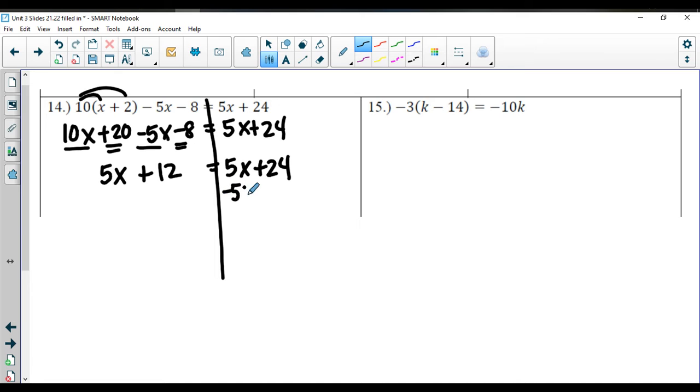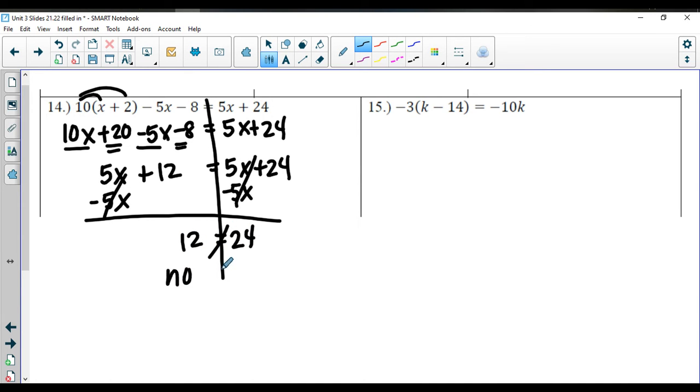So 5x, I'm going to subtract 5x here. And you probably noticed that we're going to end up with 12 equals 24, and that is not true. So this is what we would call a no solution situation.